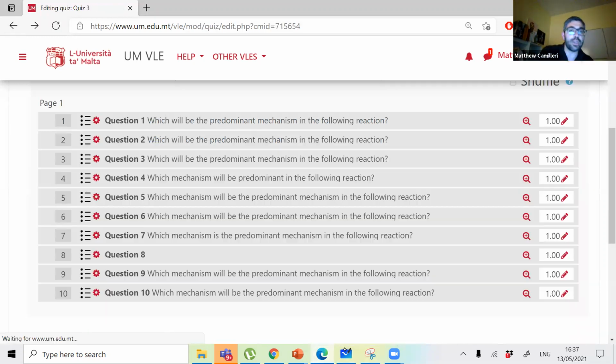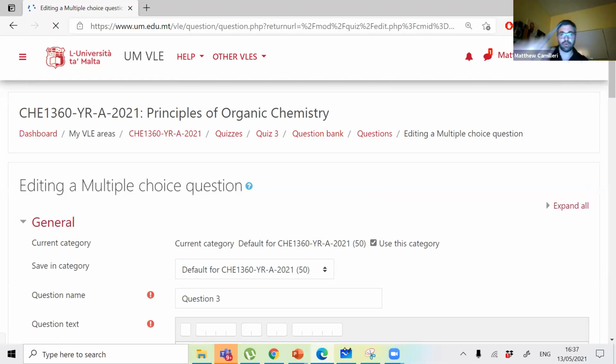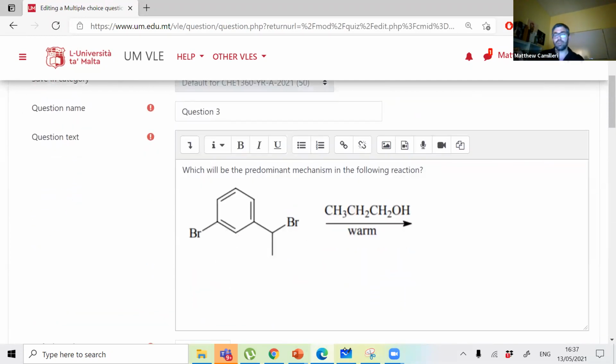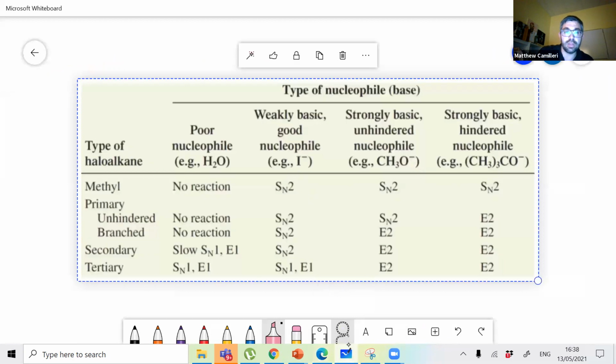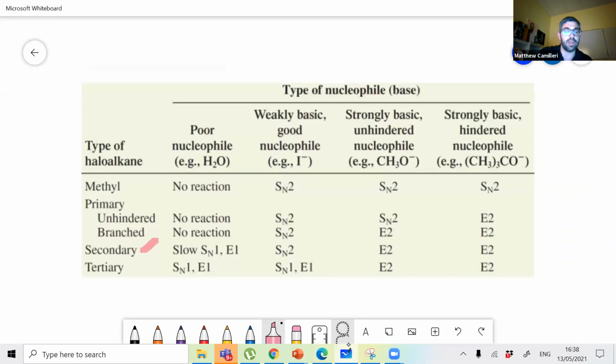Then, if we go to question 3, remember in question 2 there was a mistake. I copied the wrong question. Apologies for that. So if you look at question 2, this would be SN1. You have a secondary and a very weak nucleophile, so it will be SN1. You might even say, why not E1? I will tell you, in this compound, because of the stability of the carbocation through the ring, it will favor the SN1.